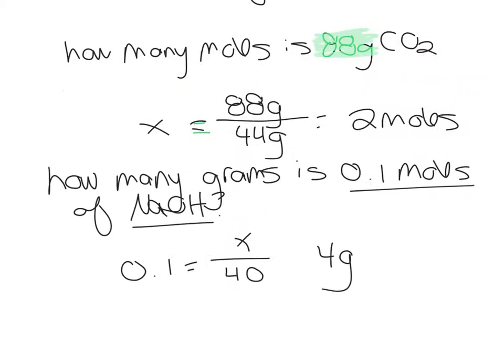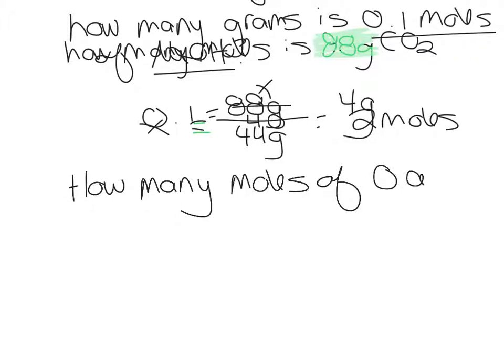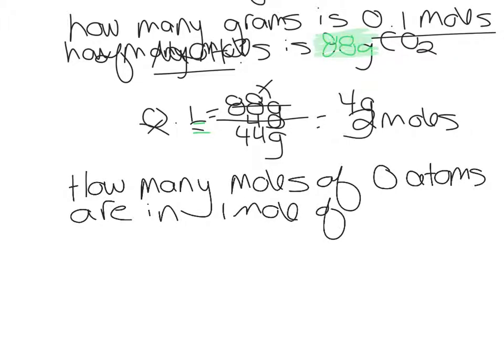Okay, the last type of question that they might ask you is something along the lines of this: how many moles of oxygen atoms are in 1 mole of Al2O3? So this question's a little bit different because it doesn't talk about grams at all. It says how many moles of oxygen atoms are in 1 mole of aluminum oxide. Now, it's got moles and it's got moles.